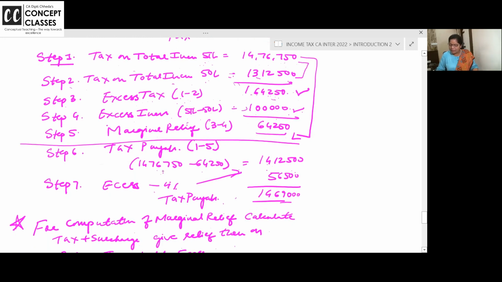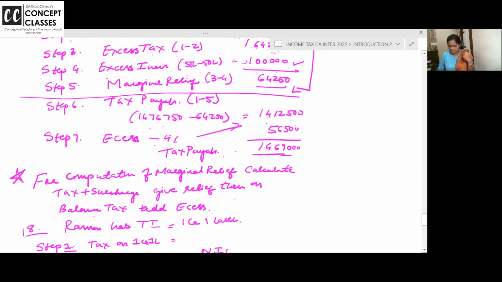What is your final tax payable? Step 1. Because your income is 51 lakhs. And now we want a relief of 64,250. So now step 6 is 14,12,500. Done. And now excess 4% ESS on that we are charging. So like, you know, rebate minus karke on the balance tax, you are adding ESS. Like that, minus and give the marginal relief. And on the balance tax, you charge education cess at the rate of 4%. Your tax is coming to this.